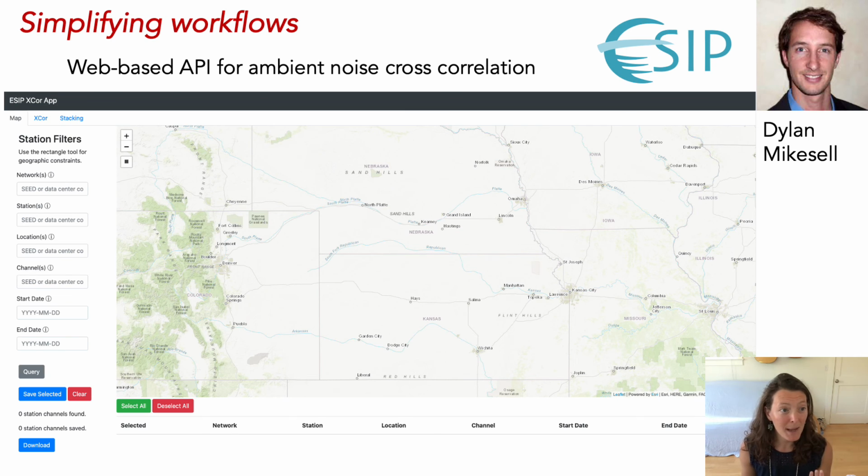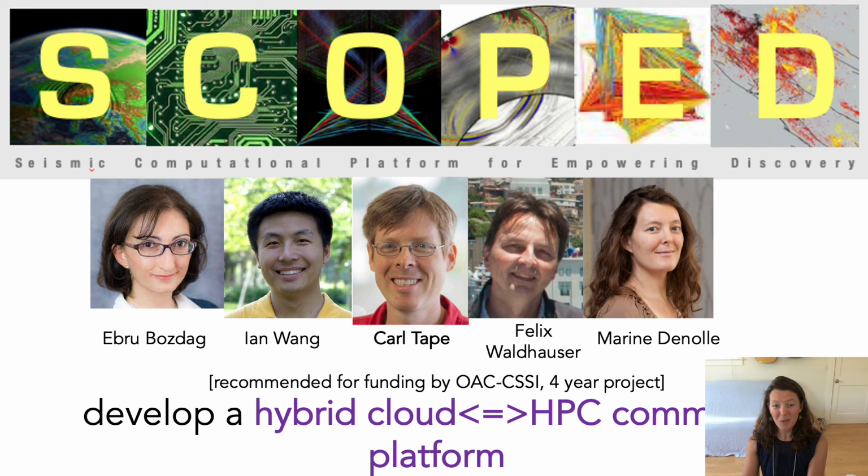If we don't want to see what's in the backend, we work with Dylan Mikesell, who was funded by ESIP, to make a web-based API for noise cross-correlation analysis. In which case, you don't see the backend orchestration of what Julia environment you need. You just see the browser page, which is really going to be a fantastic user-friendly way. We also just got funded a four-year project, SCOPED, that is led by Carl Tape, where we are combining the benefits of the cloud for big data and the benefits of HPC for wavefield modeling, in a combined hybrid cyberinfrastructure to please everybody.